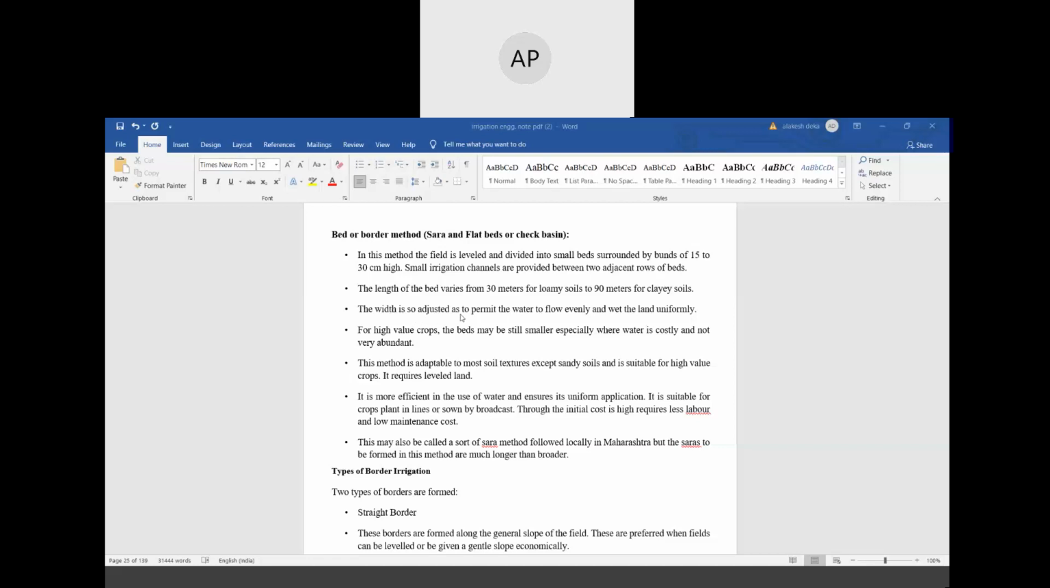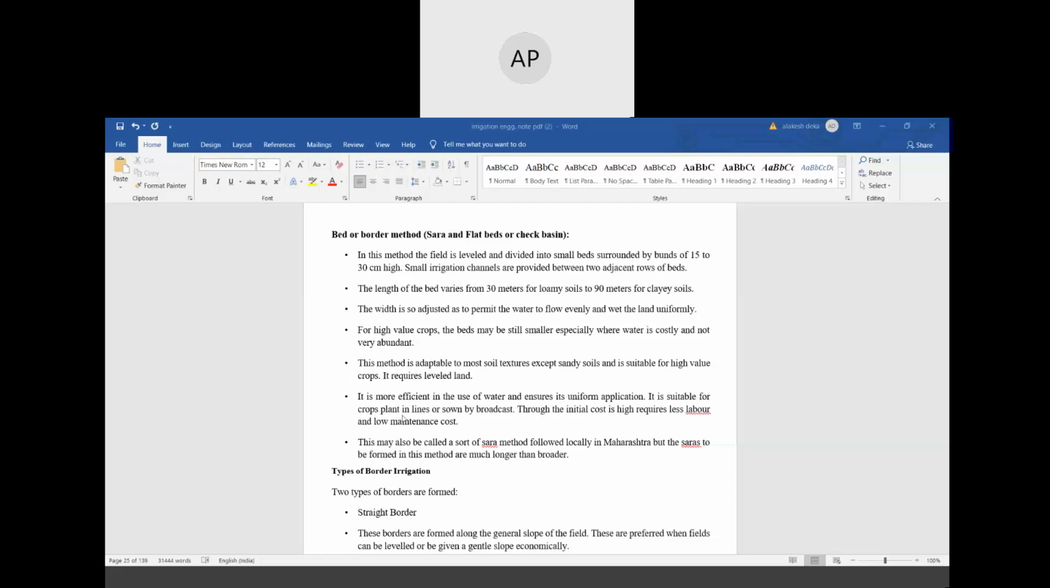Okay, the slope is so adjusted as to permit the water to flow evenly and wet the land uniformly. For high value crops, the beds may be still smaller, especially where water is costly and not very abundant. This method is adopted for most soil textures except sandy soils, and it is suitable for high value crops. It requires leveled land.